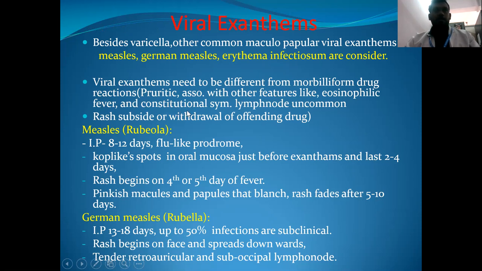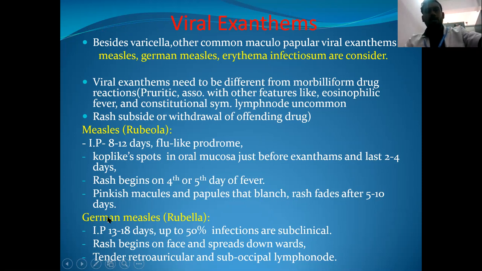Measles usually presents with a flu-like prodrome and an incubation period of 8 to 12 days. We can see Koplik spots in the oral mucosa just before the skin exanthem appears, and they last 2 to 4 days. The rash begins on the 4th or 5th day of fever, and it presents with pinkish macules and papules that blanch. The rash fades after 5 days.